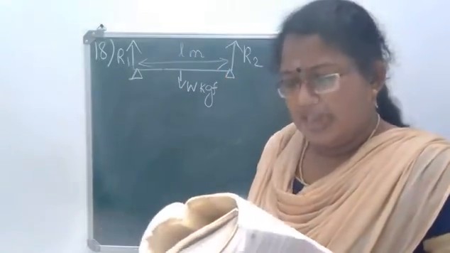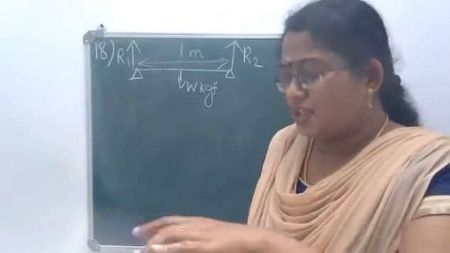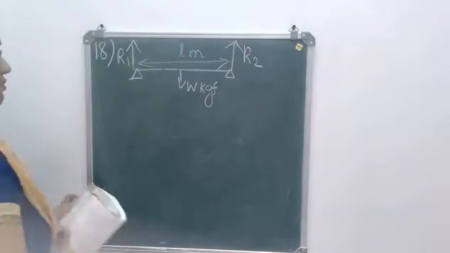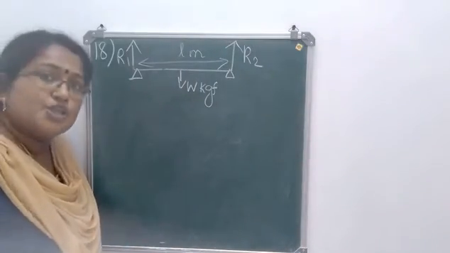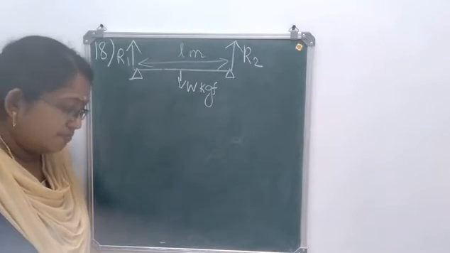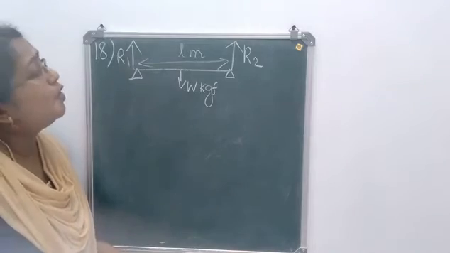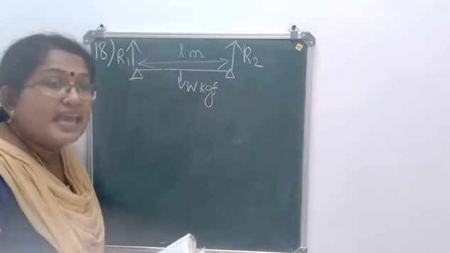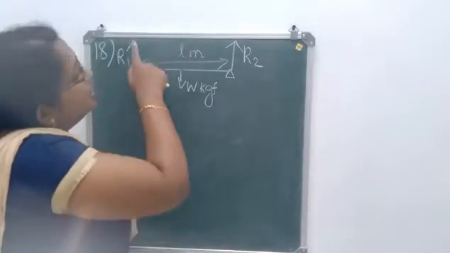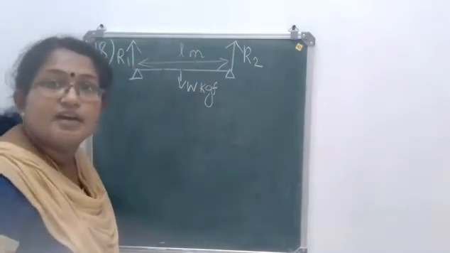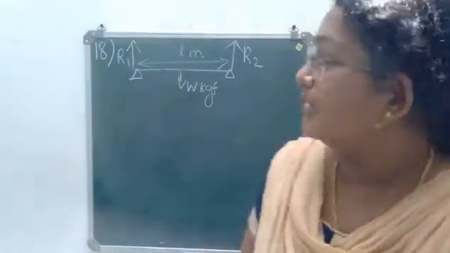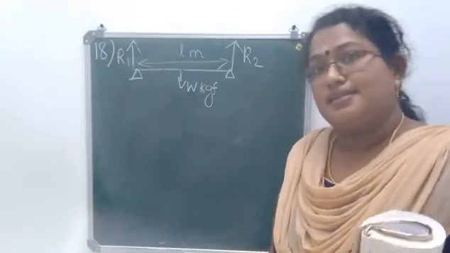Then in equilibrium find the reactions R1 and R2 at the ends. We are asked to calculate R1 and R2 here. So here you are having a uniform bar, isn't it? The length of the bar is L meter. Then weight is acting at the center in the downward direction. Two reactions R1 and R2 are acting in the upward direction. We are asked to calculate R1 and R2. So how will we calculate this?